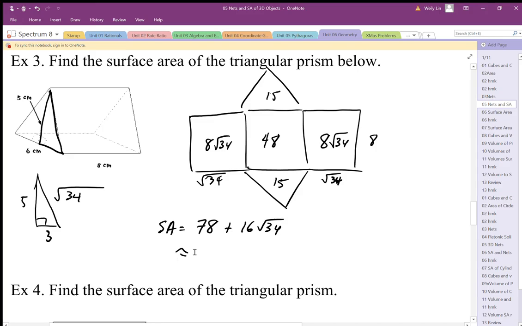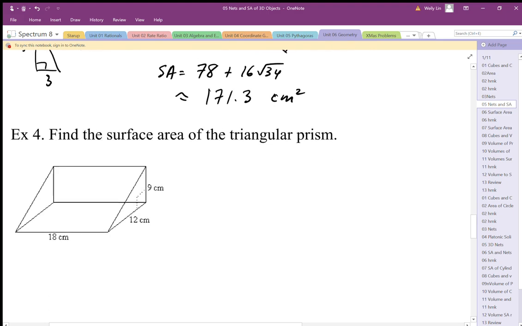As a decimal value, we go 78 plus 16 square root 34. Calculator's not working here. 78 plus 16 square root 34. I get a surface area of 171.3 centimeters squared. Okay.